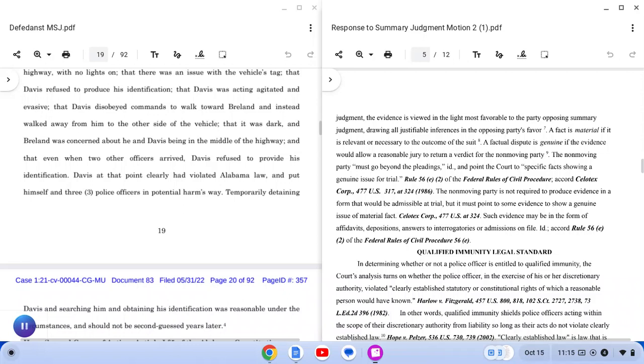That is why we are arguing over the genuine issue of material facts. Since we're arguing over them, they're being disputed. There's an argument going on about what actually happened. And whenever there's an argument going on about what actually happened, then the case goes to the jury for the jury to decide, because the jury could say that they are entitled to qualified immunity, or the jury could say that they are not entitled to qualified immunity. Does that make sense?